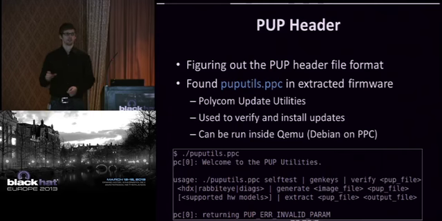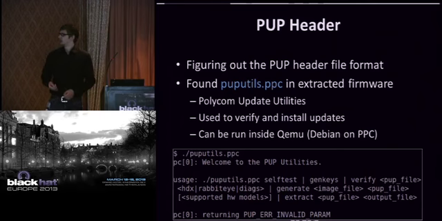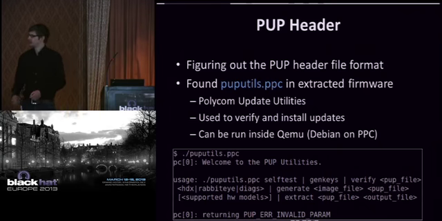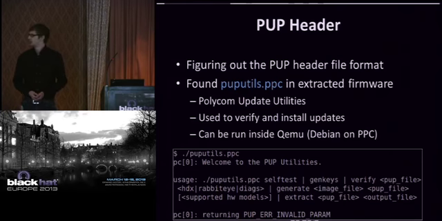It's actually the binary which is running on the device, which is responsible for verifying the integrity and for installing the updates. And of course, such a binary has all the information about the format of those pub files. So it was quite nice to find this binary. Additionally, you can take that binary and run it in QEMU. We just installed a normal Linux system in QEMU, and we were able to run this binary.